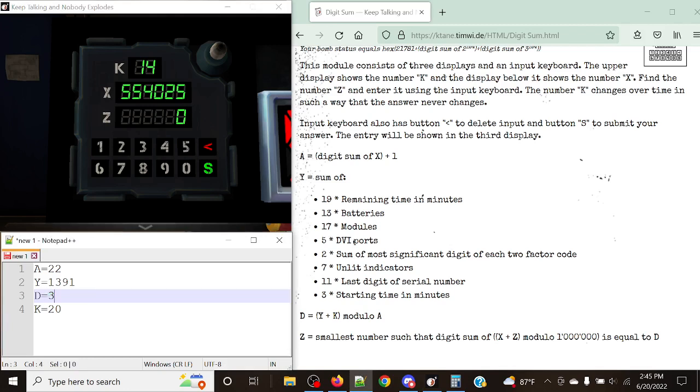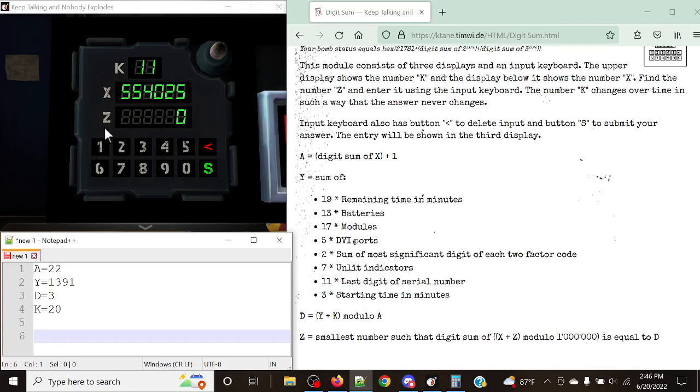Now what we want to do is find the earliest number, the smallest number, such that the digit sum of X-ray plus Zulu modulo 1,000,000 is equal to delta. The first thing we need to do is actually determine where we are headed. We need to determine the earliest digit sum that will give us a digit sum of 3. And this one actually is quite easy.